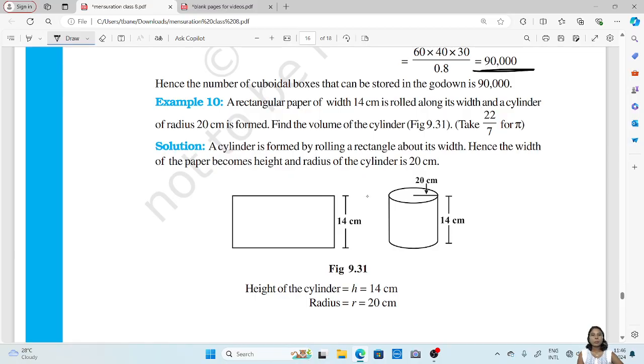Now a rectangular paper of width 14 centimeter is rolled along its width, and a cylinder of radius 20 centimeter is formed. Find the volume of the cylinder. So now the volume of cylinder we know. It is pi r square h. Now what they are saying is that the rectangular paper has width 14. So here height is 14. Okay. And the radius r is 20 centimeter.